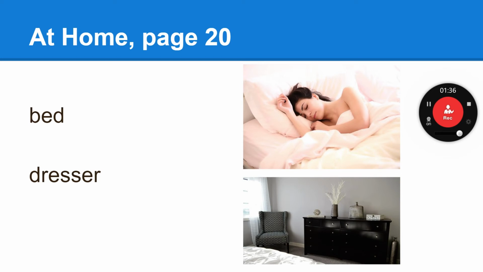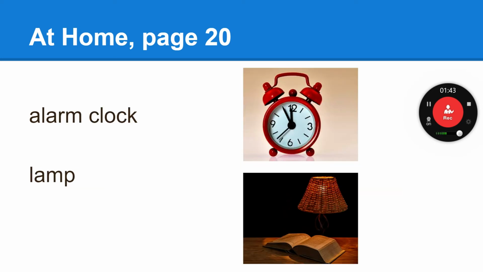Alarm clock. An alarm clock goes off in the morning telling you that it's time to get up. Lamp. A lamp sheds light on your stuff. Okay, now here are the parts of a kitchen.